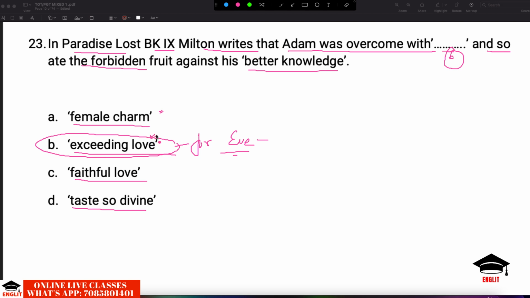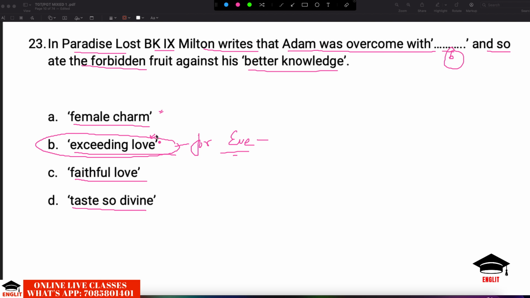He loved Eve so much that he thought it better to doom with Eve rather than to live without her. So it was the love, pure love, exceeding love for Eve that he thought it better to doom with Eve because Eve was sure to fall. And without Eve, he did not feel the meaning of his life. Because on his behest, on his appeal, Eve was created later on.